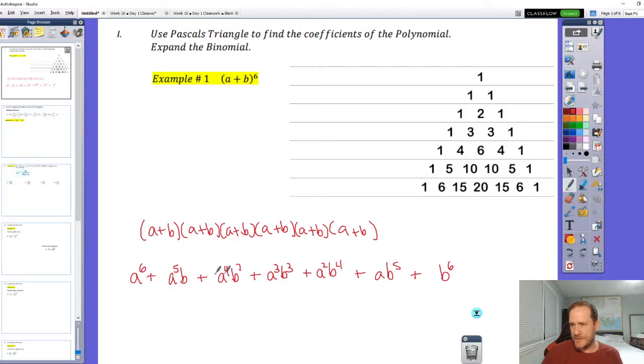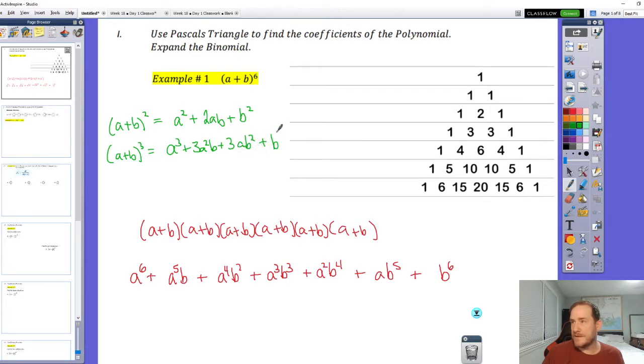So what else, though? This isn't it, right? We know that in this expansion, there are going to be coefficients here, too, because we saw in an A plus B squared, we should all have this memorized, by the way, it's A squared plus 2AB plus B squared. It would be nice if you had an A plus B cubed memorized too. It would be A cubed plus 3A squared B plus 3AB squared plus B cubed.